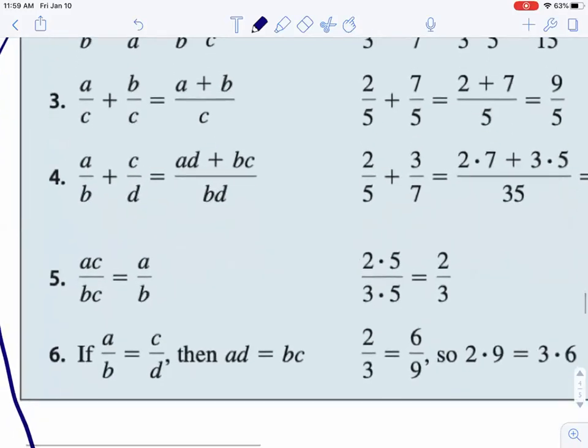Okay. If the denominator is not the same, right, B and D, then the easiest thing to do is just to multiply this side.